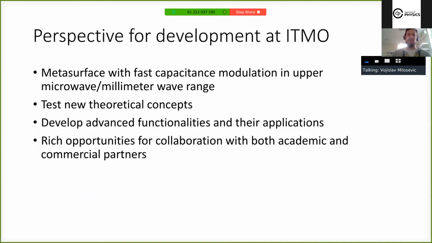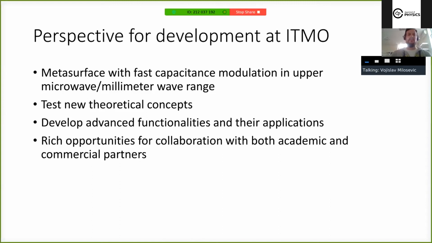So I will also want to share my view of my potential stay at ITMO. The main goal is to fabricate this metasurface, which allows fast capacitance modulation in the range of about 10 gigahertz or even above.